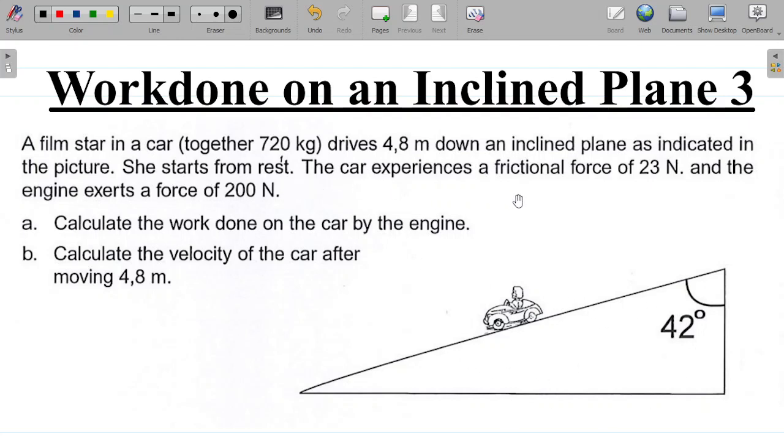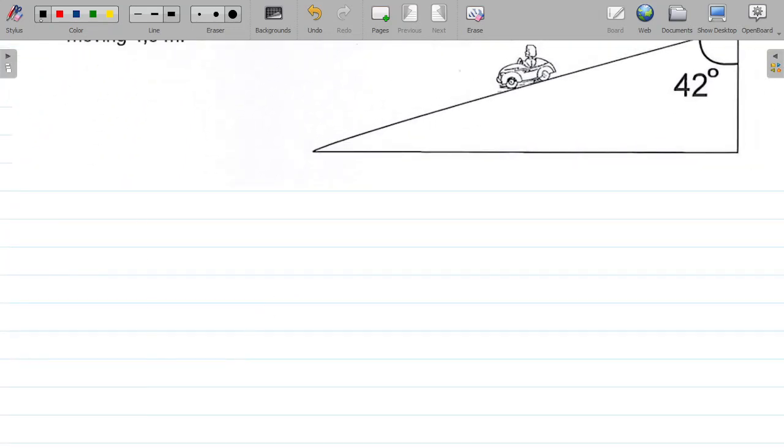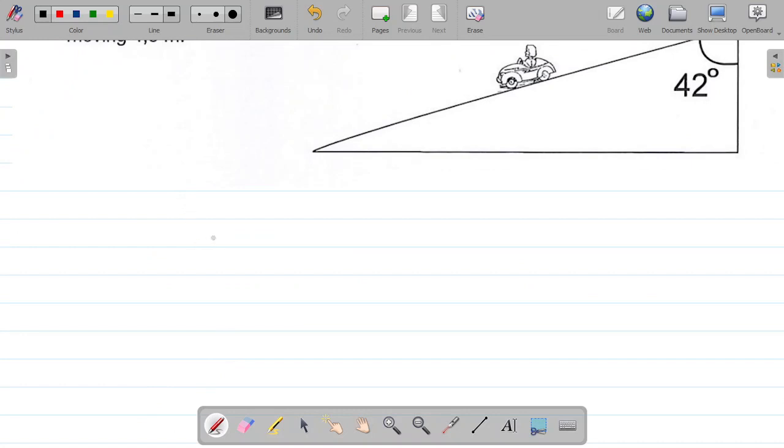The car experiences a frictional force of 23 Newton and the engine exerts a force of 200 Newton. The A part says calculate the work done on the car by the engine. The B part says calculate the velocity of the car after moving 4.8 meters. Okay, all right, let's get this done. So solution to this question.